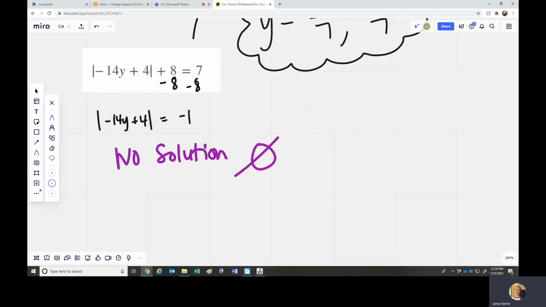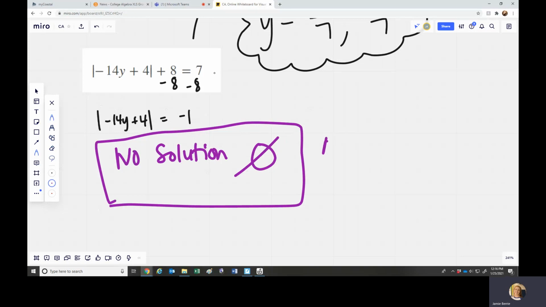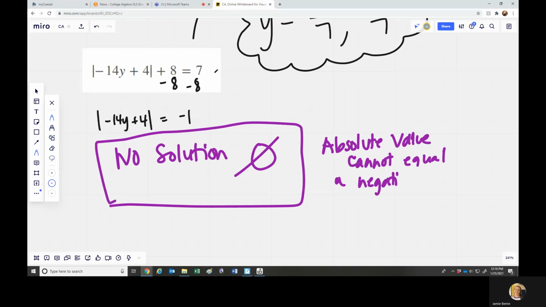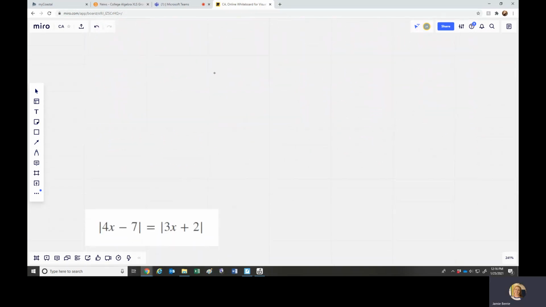And what's our symbol for no solution? Just that circle with a line through it. All right, no solution. Absolute value cannot equal a negative number. It's fine that there's a negative inside the absolute value, but you can't have an absolute value equal to a negative. So anytime you see an absolute value equal to a negative number, you know that's no solution. All right, and then the hardest problem of all of this entire section is right here.